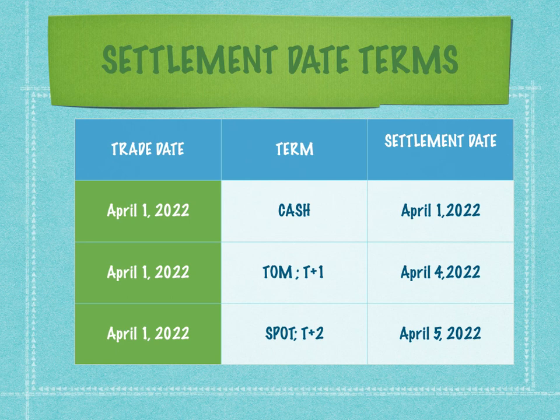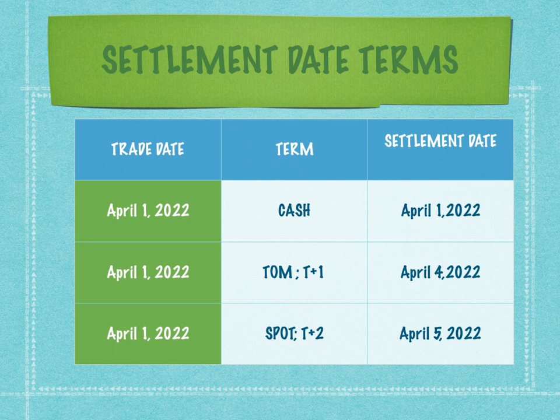The dealers agree to do the settlement on cash basis. If the dealers agree to do the settlement on cash basis, then the settlement date is today, the same day as the trade date. Is this clear? So when the dealers enter into a contract, they have to mention the terms of the trade, whether it's cash, TOM, or spot.